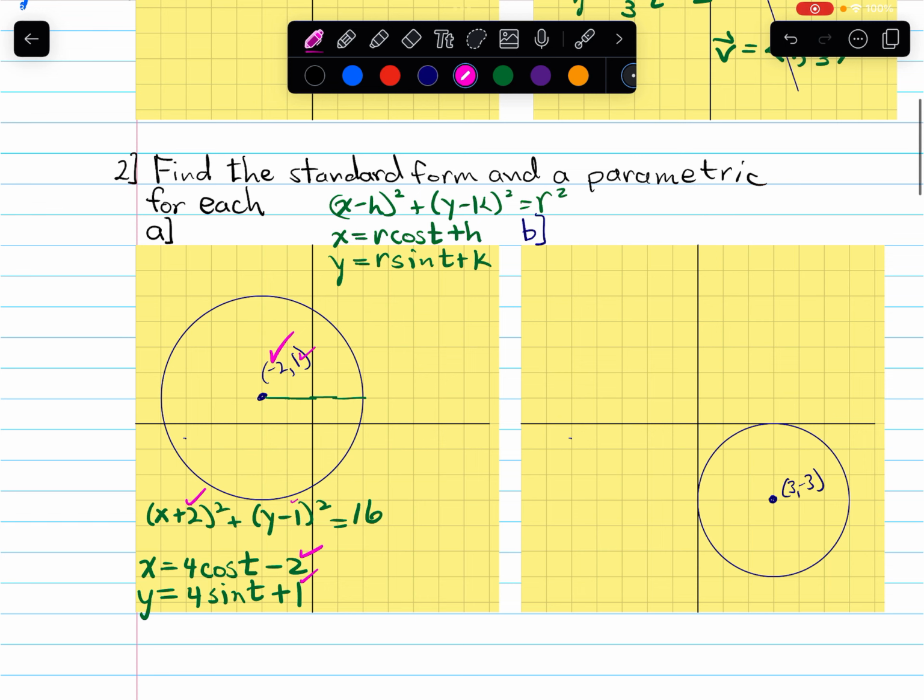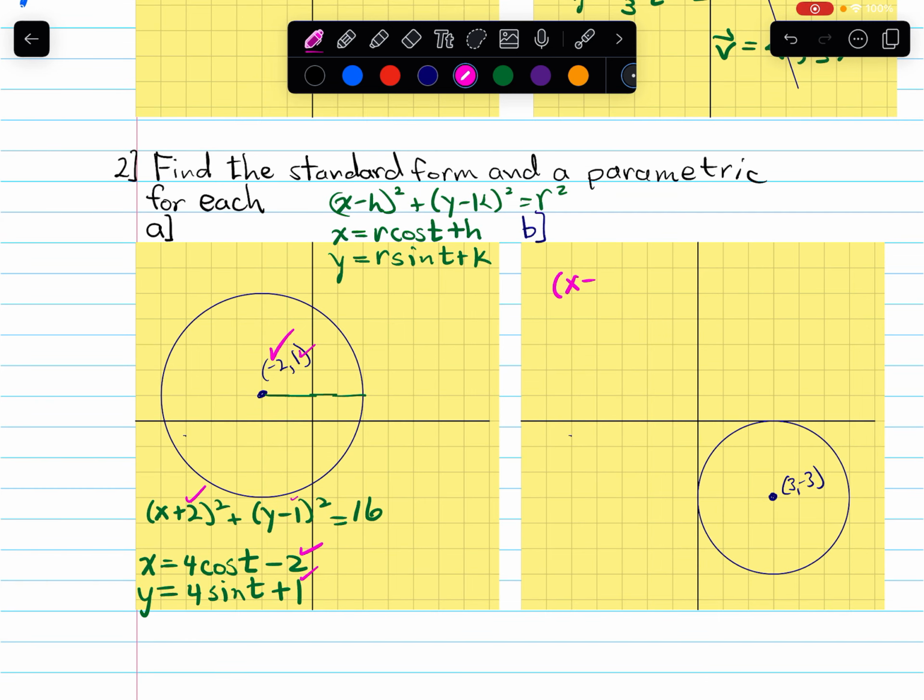Okay, so let's look at this other one. We've got x minus 3 squared plus y plus 3 squared equals, let's see what the radius is. 1, 2, 3, so there'd be 9. And then you have x equals 3 cosine t plus 3, and y equals 3 sine t minus 3. Okay, so there it is.